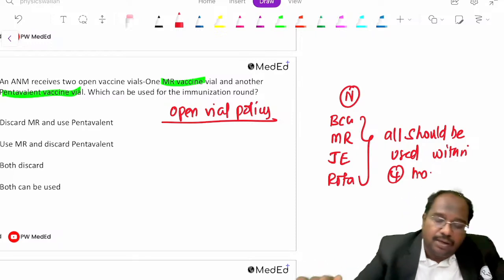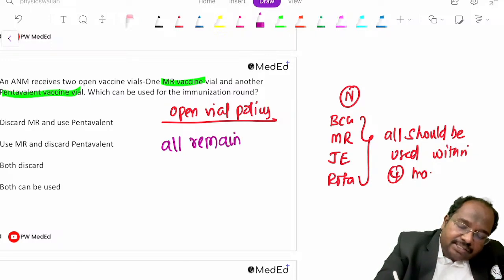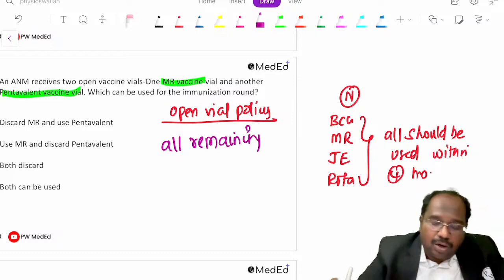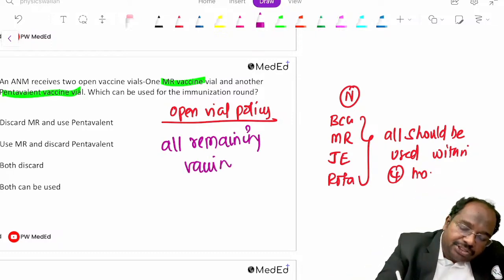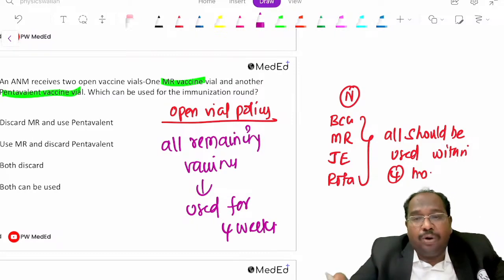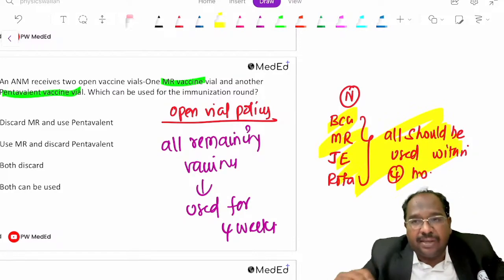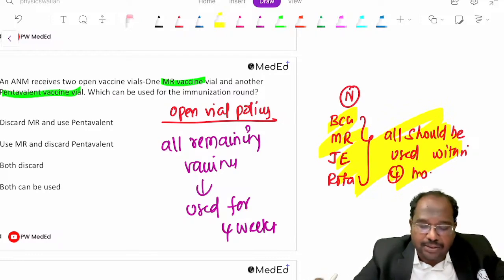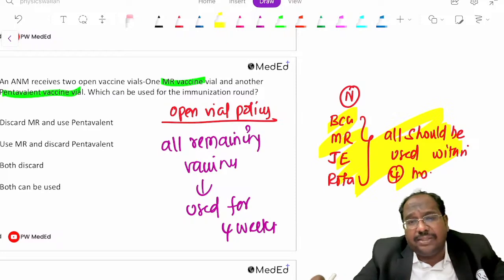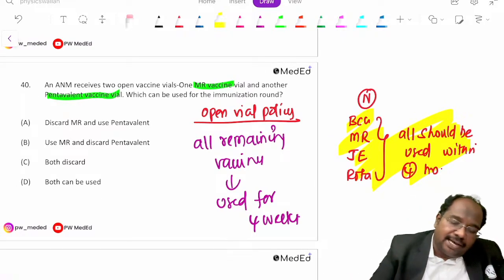BCG, MR, JE and Rota. Under the open vial policy, all remaining vaccines in the National Immunization Schedule can be used for 4 weeks. I will discuss what the vaccines in the National Immunization Schedule are. Recently some changes have been made, but stick to the textbook and follow it. BCG, MR, JE, Rota should be used within 4 hours, and all remaining vaccines can be used for 4 weeks.